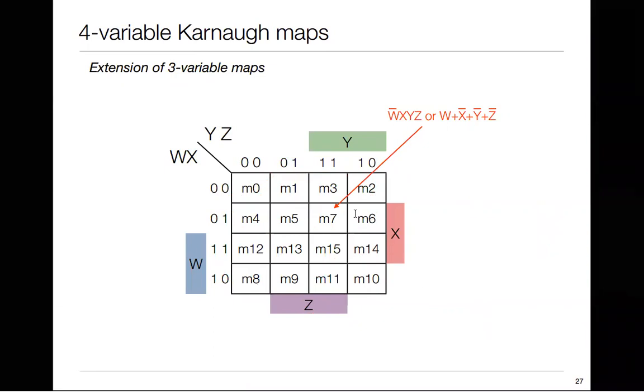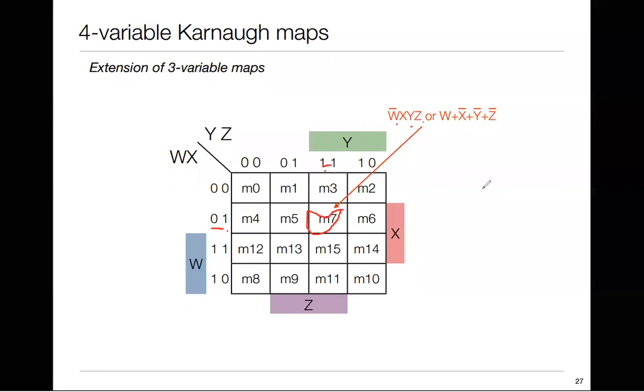Now, I've taken this M7 over here. What is M7 equal to? I'm writing the minterm and maxterm for M7. So M7 represents 0, 1, 1, 1, right? So 0, 1, 1, 1 is M7. Hence, what will be the variable related to that particular cell? W is 0, so it is W bar. 1 is X, so it is X. I have 1, 1 over here, so it is YZ.